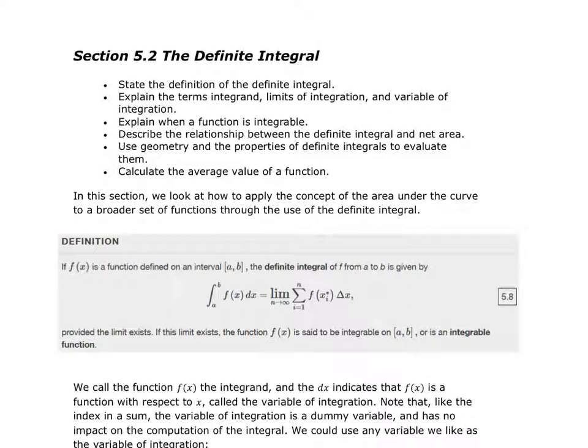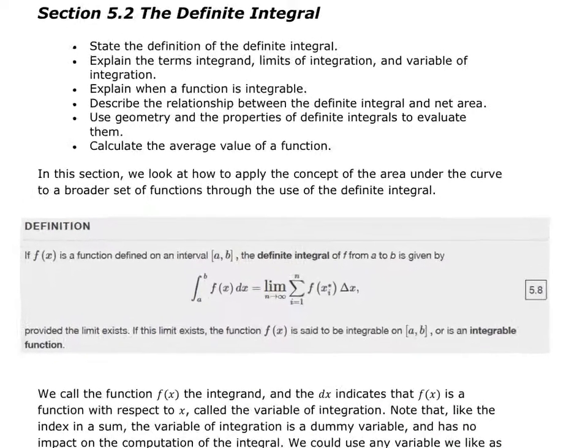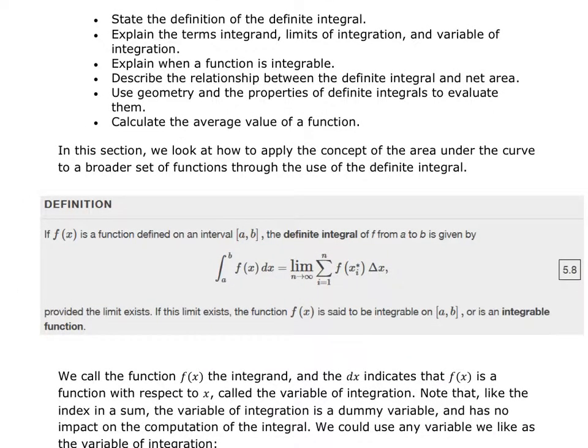So today we're going to talk about the definite integral. Here's the definition of the definite integral. With a definite integral, we have a closed interval that we are looking at. So we're going to look at some interval from A to B. So A is inclusive and B is inclusive.